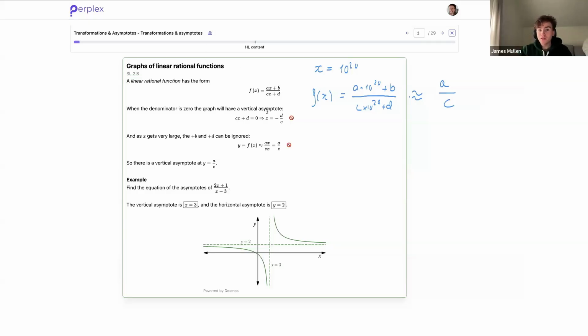When the denominator is 0, that's x equals negative d over c. I get a vertical asymptote. And I think about what happens when x gets very large. Well, I ignore the constants, and I get a horizontal asymptote.